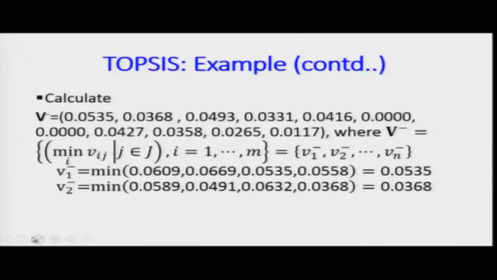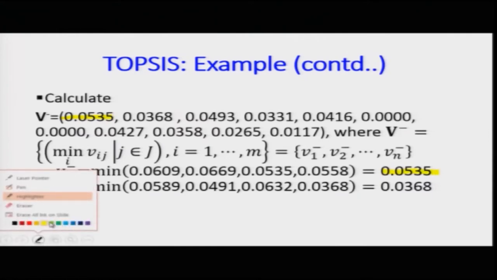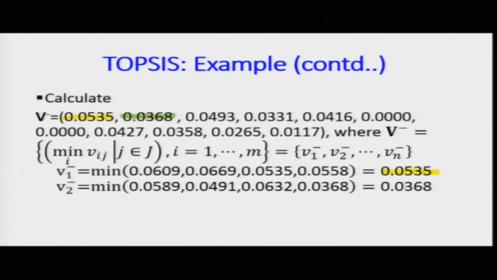Again, I will color it in for ease of understanding. This is the first value, gives us the first value. The second value gives us the second value. Similarly, the third, fourth, and so on and so forth can be found out. So, they would technically be V1 to Vn. I am not talking about the minus sign, because it will be plus for the positive values. So, V1 to Vn basically will have such 11 values.